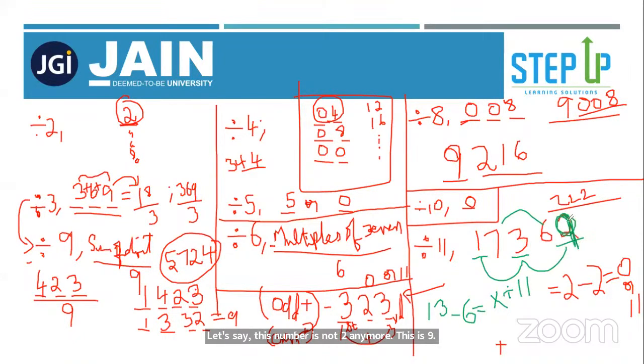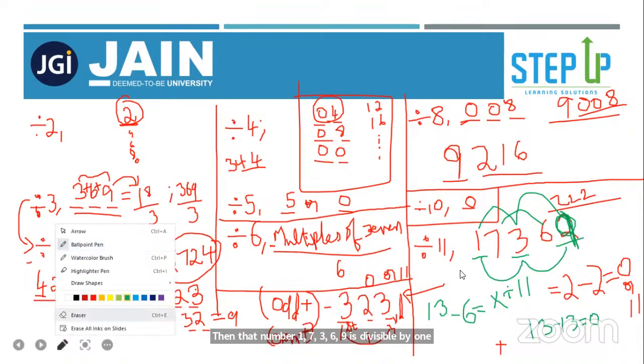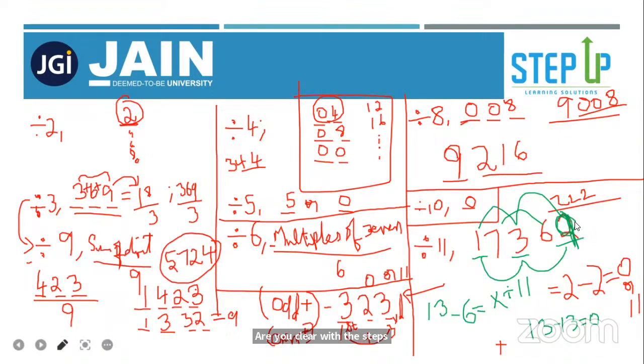Okay, so 9 plus 3 plus 1, how much? That's 13. And 7 and 6 are the even places. 7 and 6, how much? 13. Yeah. So 13 minus 13 is 0. Then that number, 17369, is divisible by 11. Okay, sir. Are you clear with the steps? Yes, sir. Yes, I get it now. Thank you, sir. Okay.